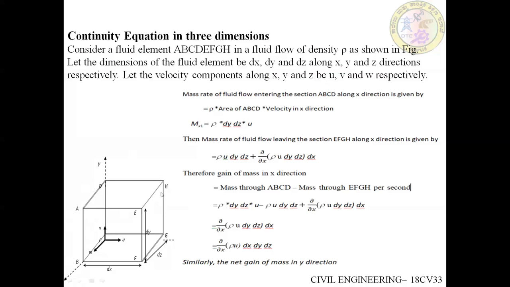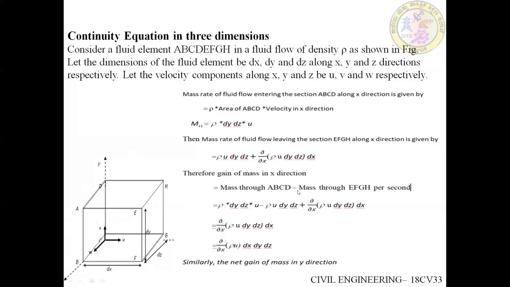Next is the mass rate of fluid flow leaving the section EFGH along the x direction, which is given by rho u dy dz plus dou by dou x of rho u dy dz into dx. So we can see there is a gain of mass from when the fluid is entering the section ABCD to leaving the section EFGH. So let us determine that gain in mass along the x direction.